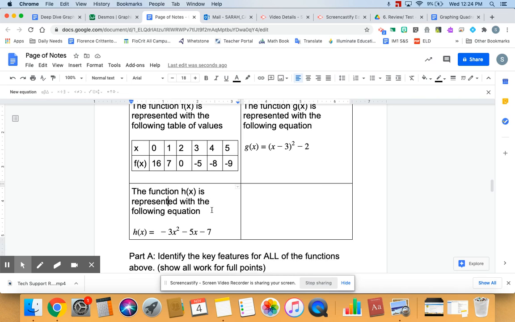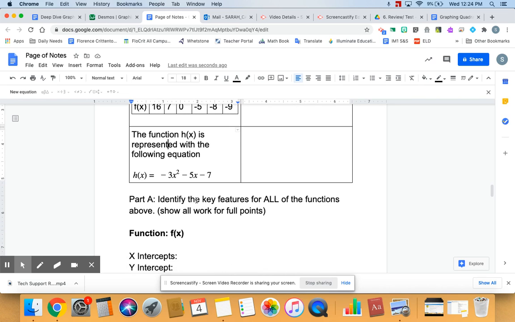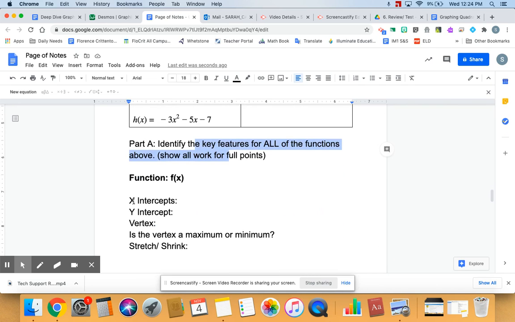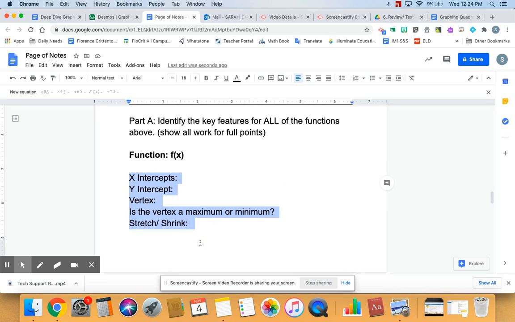This is a table. These 2 are equations. First, they want you to identify the key features for all of the functions. So for all 4 of these, they want you to figure out all the key features. Note that they're asking if the vertex is a maximum or minimum.